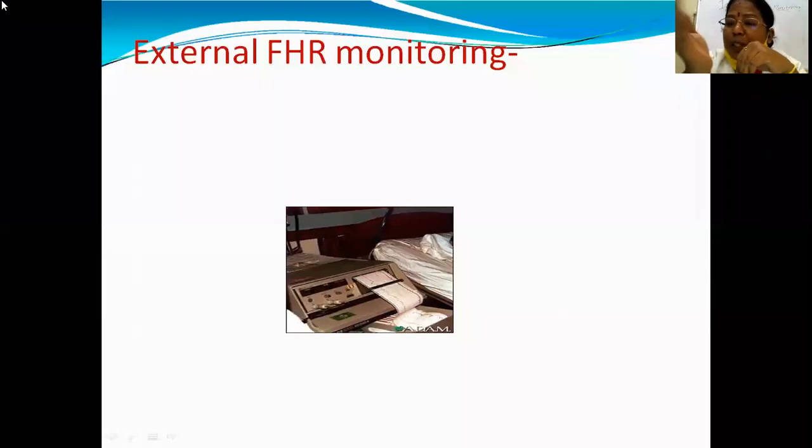We are going to see what the high risk factors are, where we should go for more judicious management. If it is a high risk case, we should go for every 15 minutes in the active stage and every 5 minutes in the second stage of labor. So what are the things we should look for?